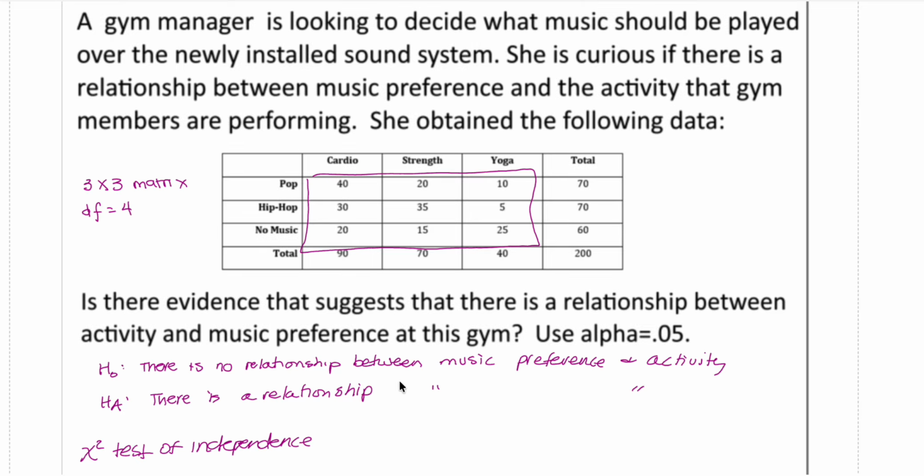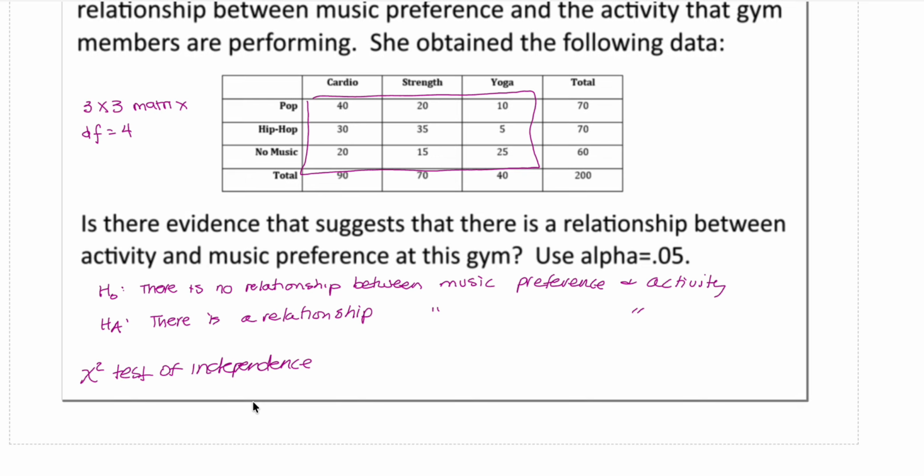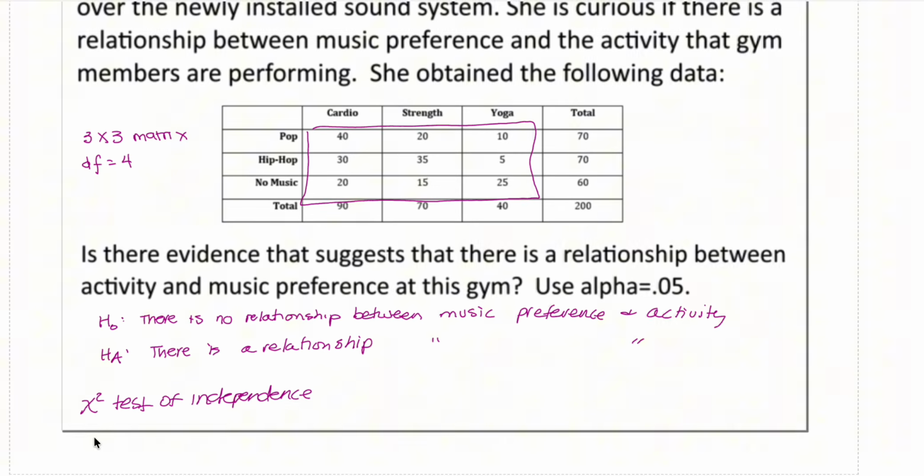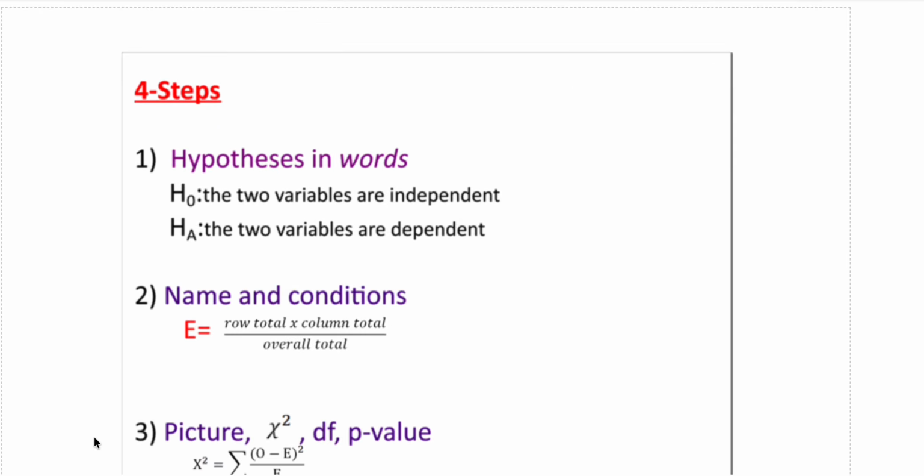So, same as always, do the 4-step. First is stating null and alternative hypothesis. Our null hypothesis will be there is no relationship between music preference and activity, while our alternative hypothesis is there is a relationship between music preference and activity. Naming the procedure, we're doing a chi-square test of independence.